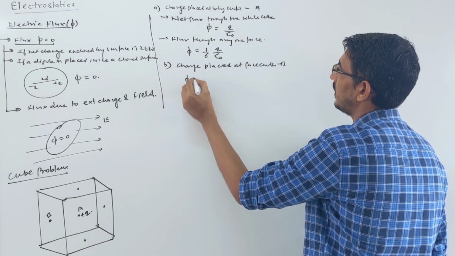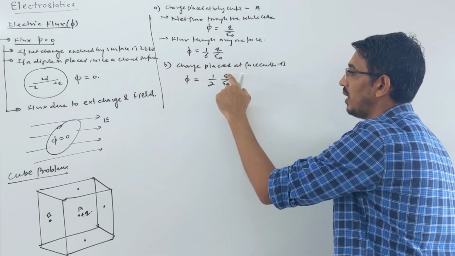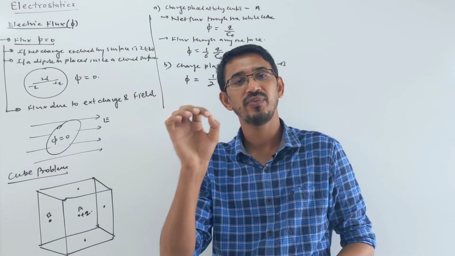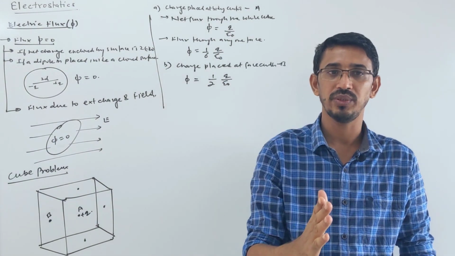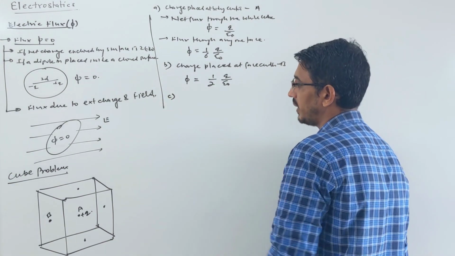So what is the net flux coming? Then the net flux will simply be 1 by 2 of Q upon epsilon naught. How is 1 by 2 coming? Q by 2. You have placed charge Q at the face center, then how much charge will be inside that cube? Just Q by 2, correct? Okay.